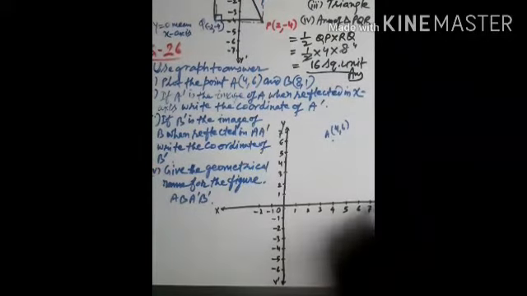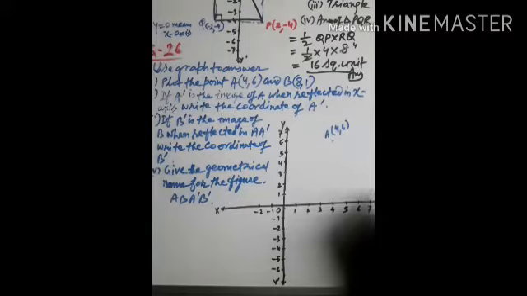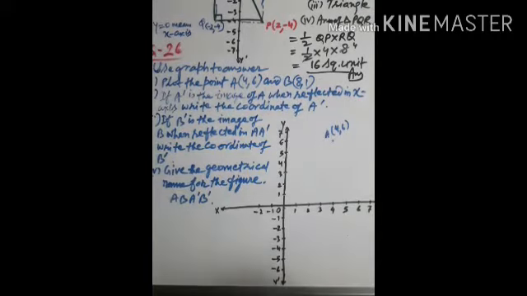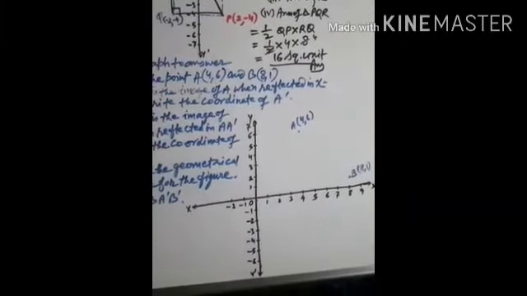And then point B (8, 1). 8 is here and 1 is here. Just go, and this is the point B. B is (8, 1). You see.